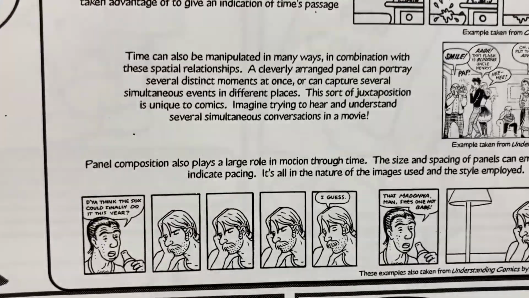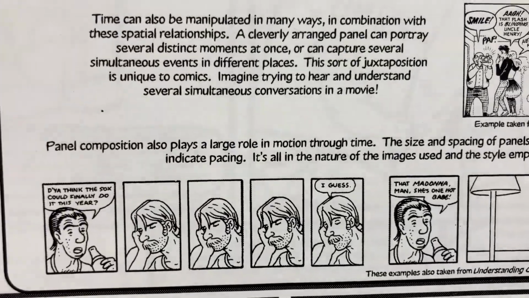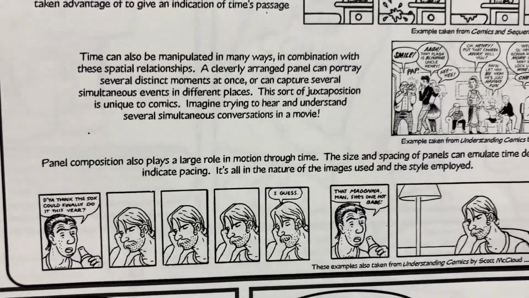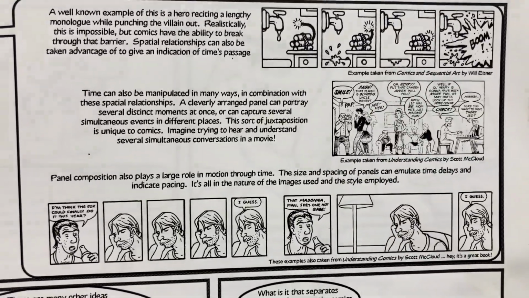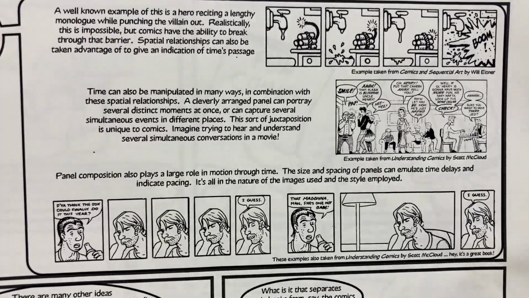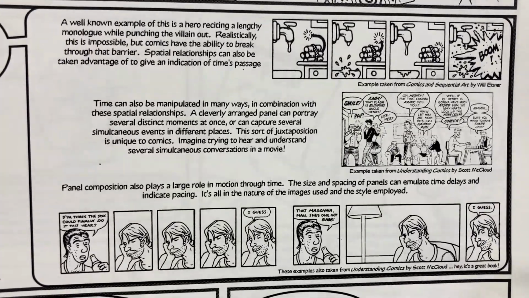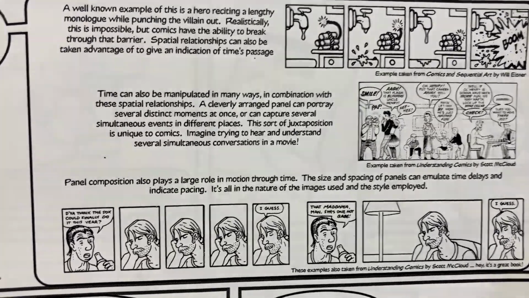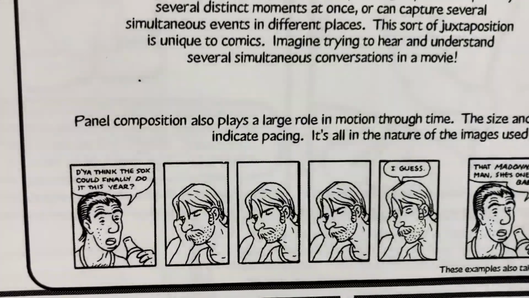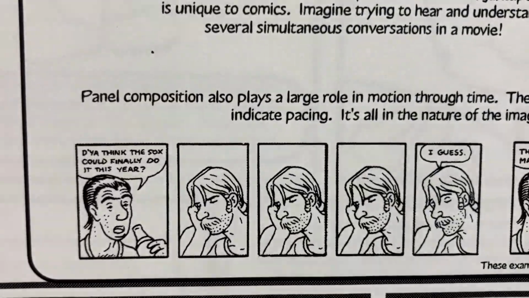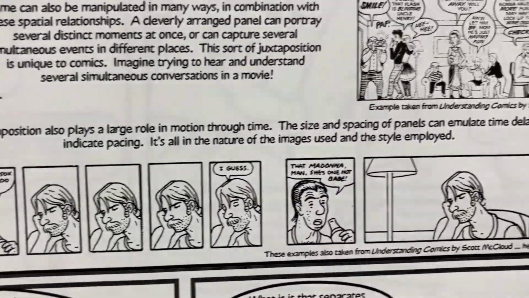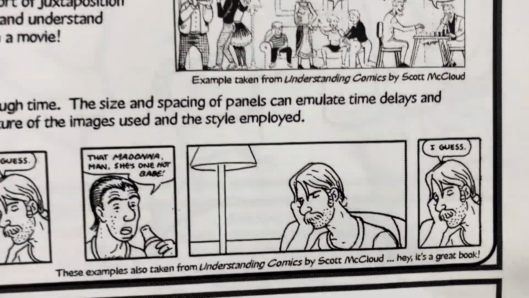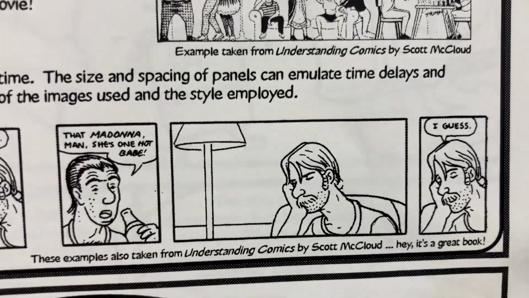Panel composition also plays a large role in motion through time. The size and spacing of panels can emulate time delays and indicate pacing. It's all in the nature of the images used and the style employed. These examples are also from Understanding Comics by Scott McCloud. Hey, it's a great book.